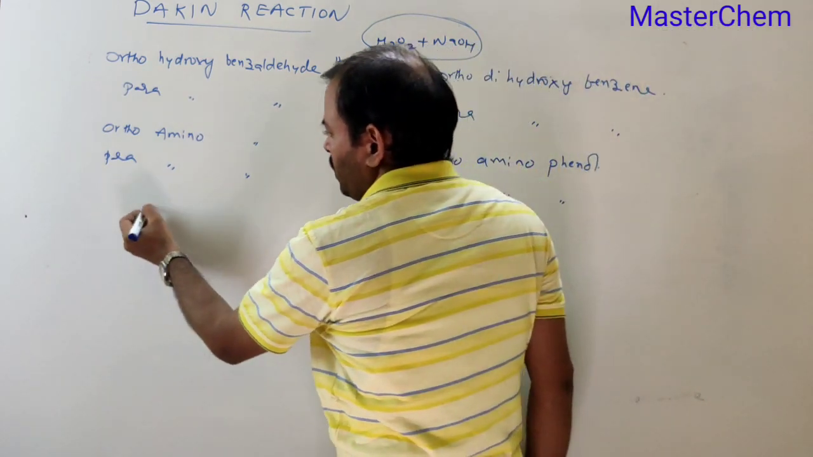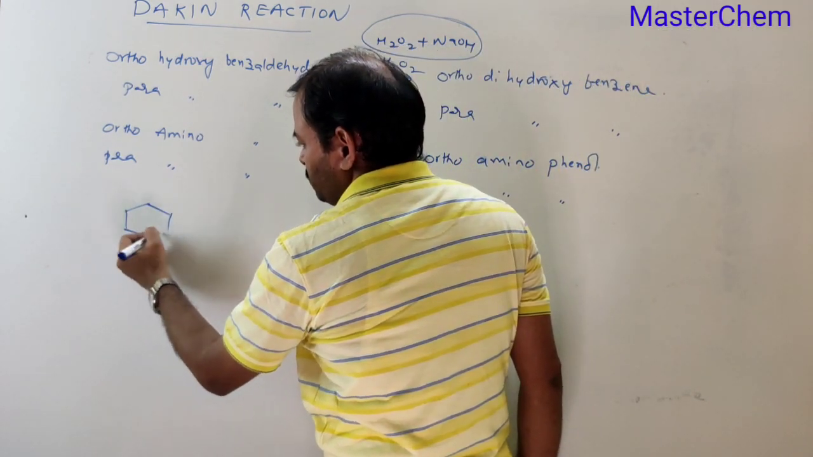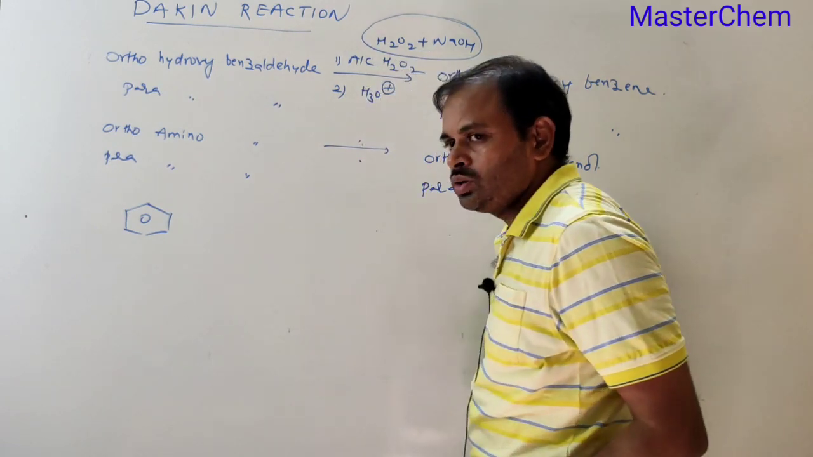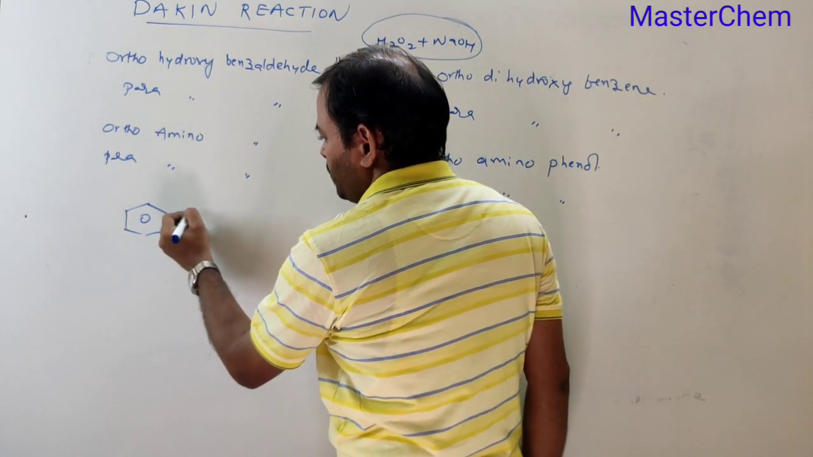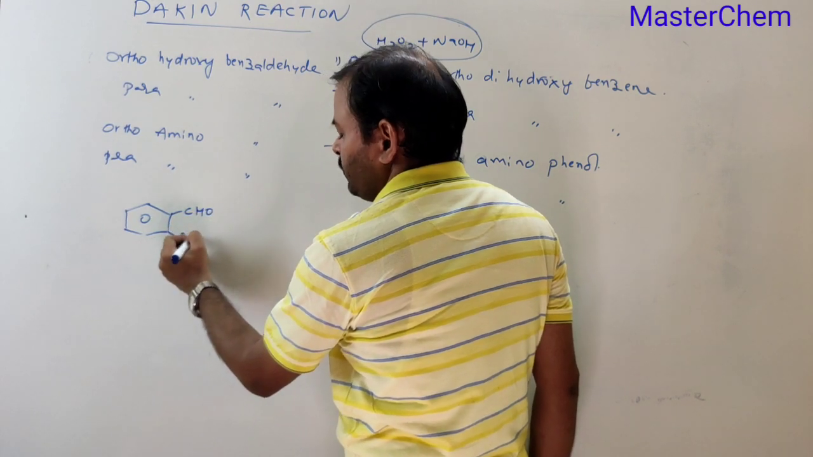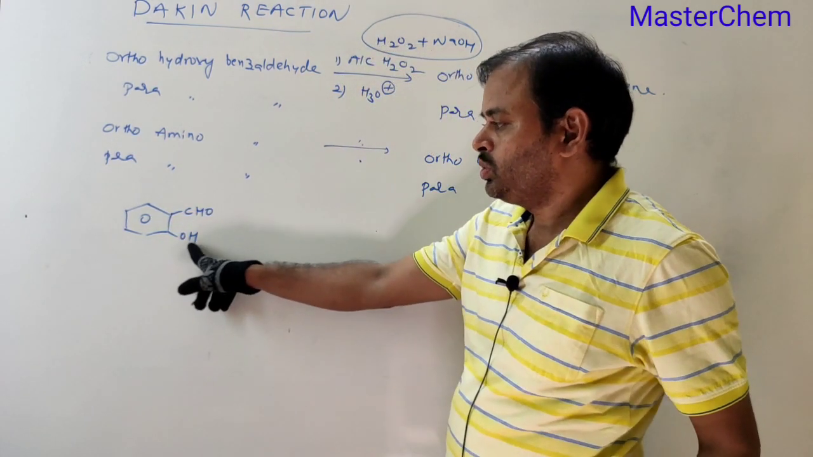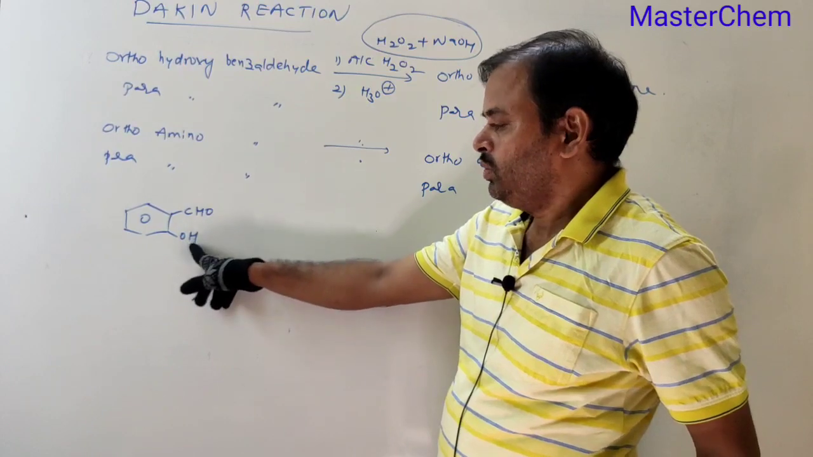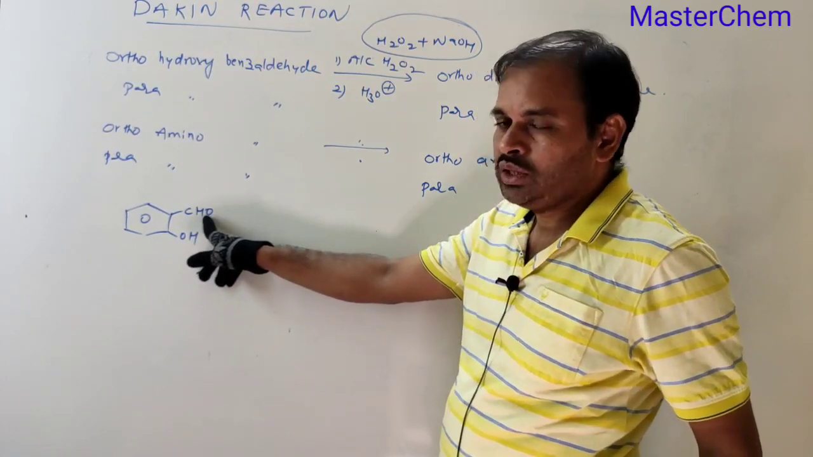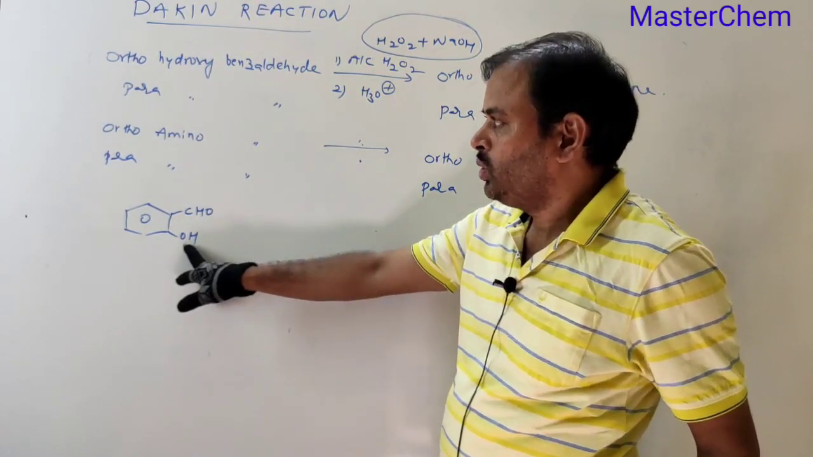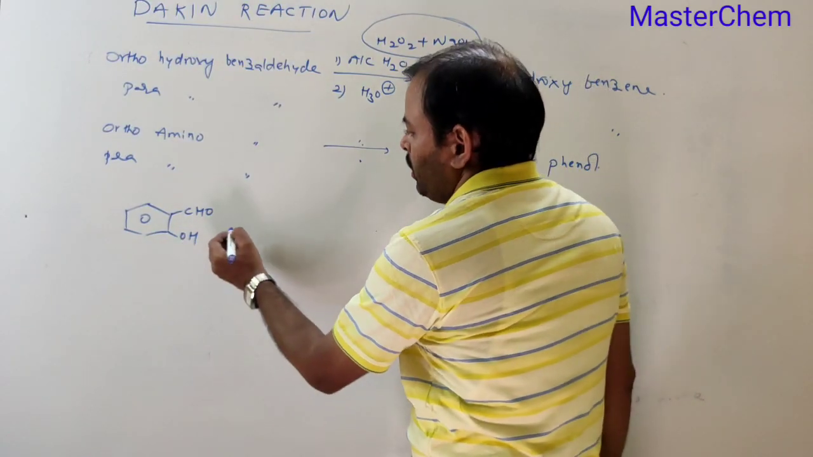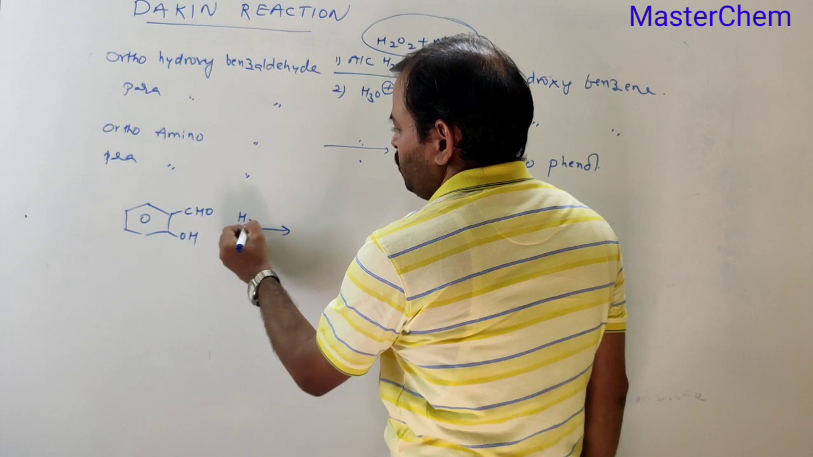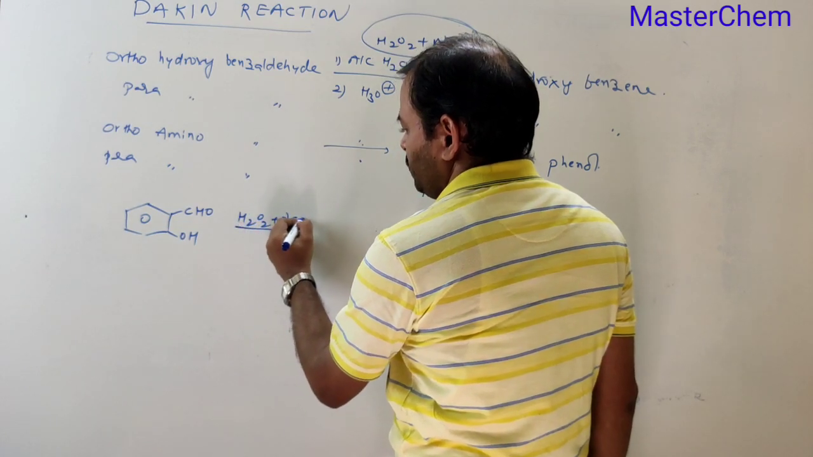Example: ortho-hydroxybenzaldehyde. We know that ortho-hydroxybenzaldehyde is salicylaldehyde. At the ortho position, a phenol OH group is there, and this is the CHO group. So this is ortho-hydroxybenzaldehyde, or salicylaldehyde. Now treat it with H2O2 plus NaOH.